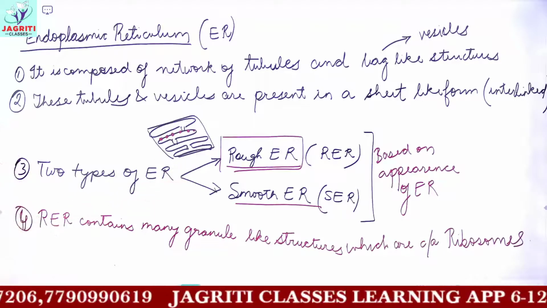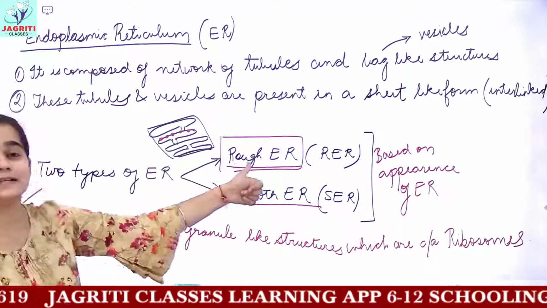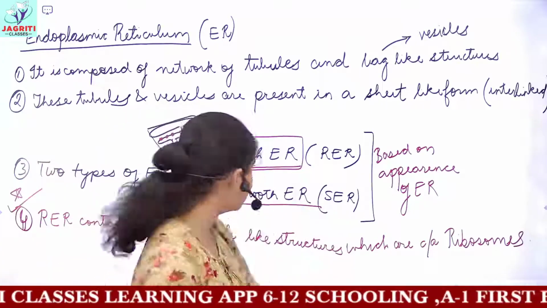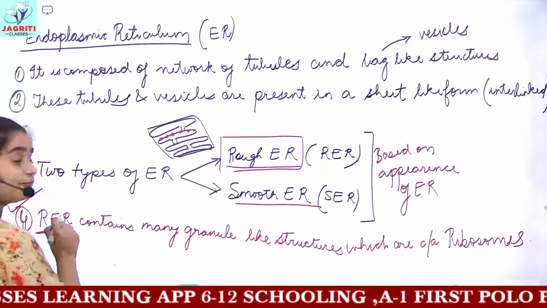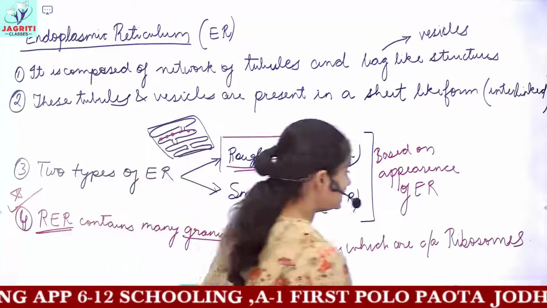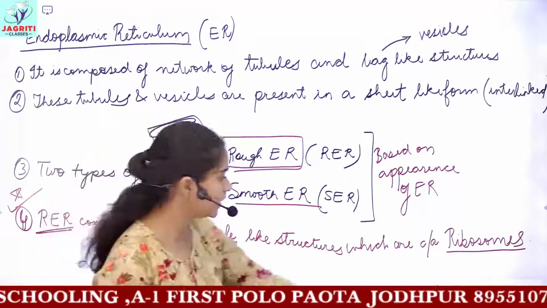A question can come in the exam. This is again a very important point: why is this known as rough endoplasmic reticulum? The reason is that the surface of rough endoplasmic reticulum contains many granules, and these granules are ribosomes. And next we'll talk about what the importance of rough endoplasmic reticulum is.